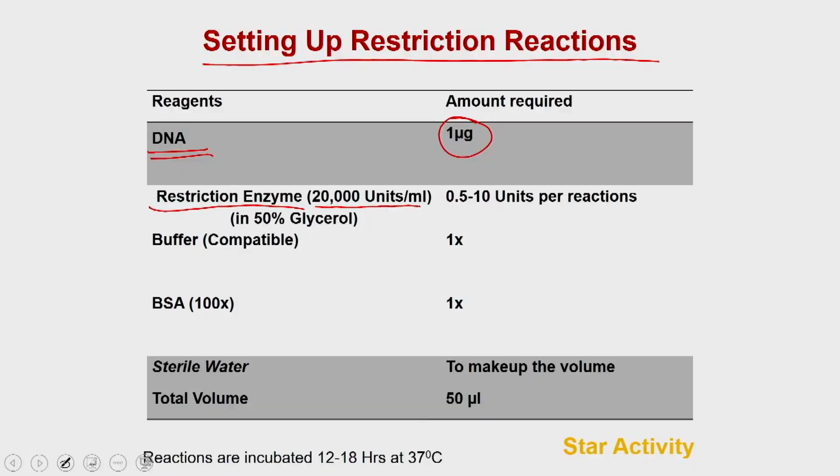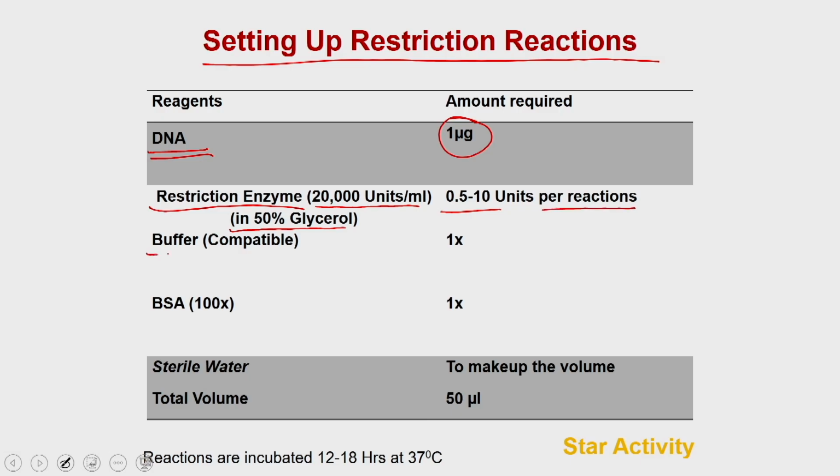Most of the companies supply the restriction enzymes at a concentration of 20,000 units per ml, and the restriction enzyme is always supplied in 50% glycerol, so that these restriction enzymes do not freeze when you store them at -20. So, you can add a restriction enzyme from 0.5 to 10 units per reaction.